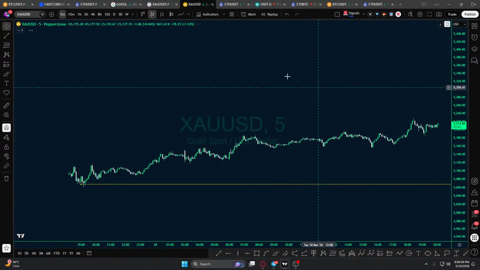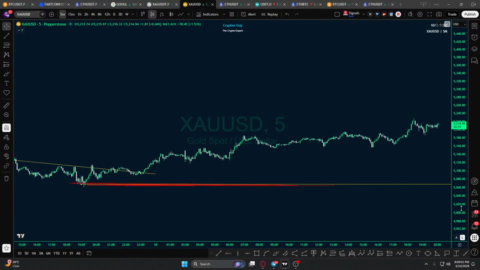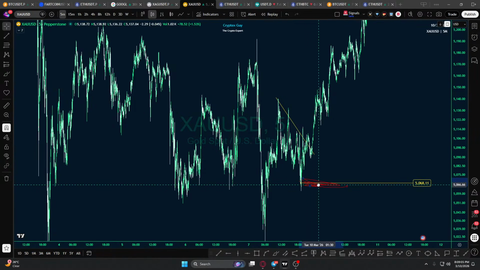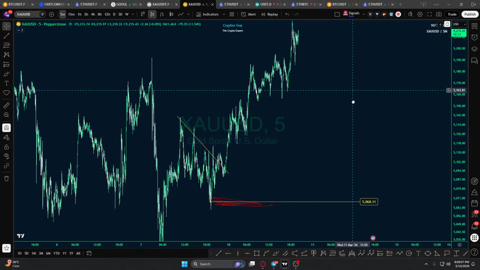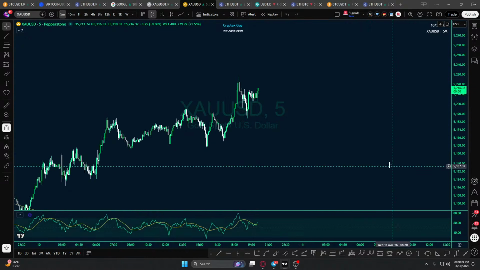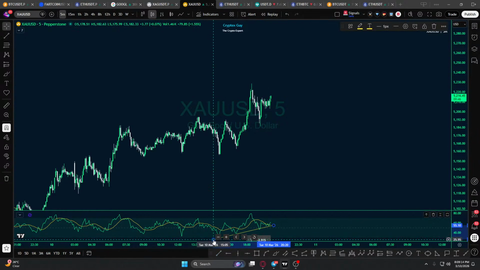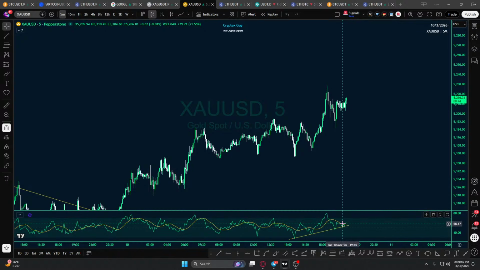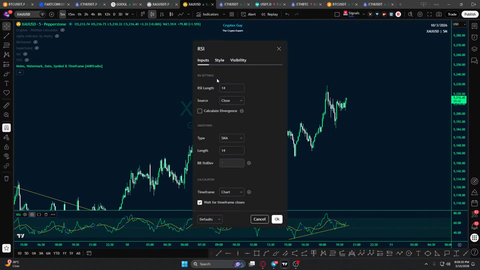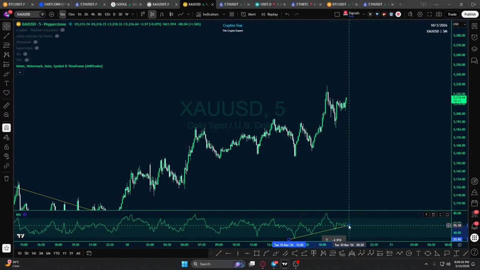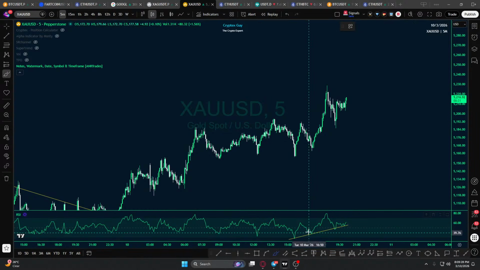Gold on 5 minutes. This is from yesterday maybe, and no, we are just holding this trend line. So this RSI dashboard works like, let me just show you how it works, so you can see how it works. You can see we are just holding this trend line.